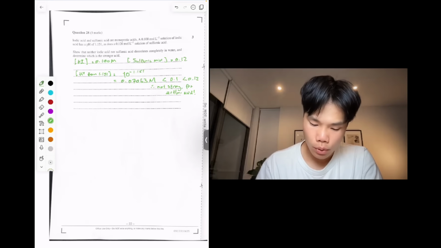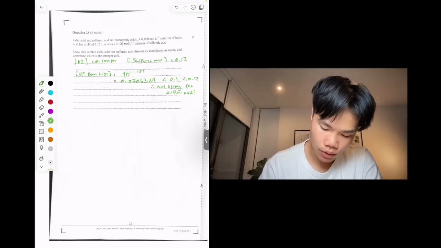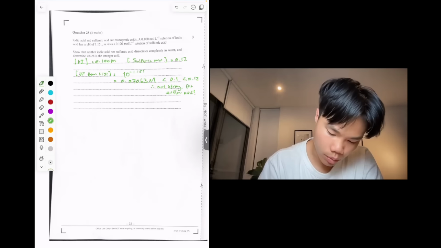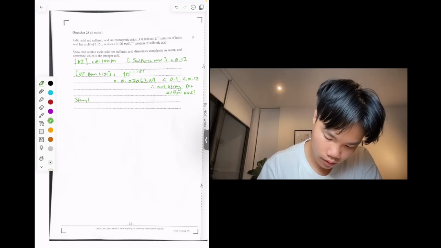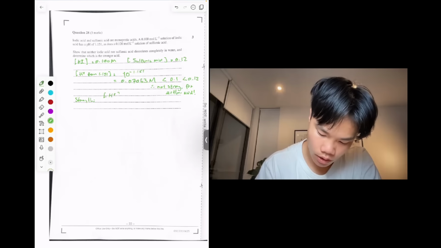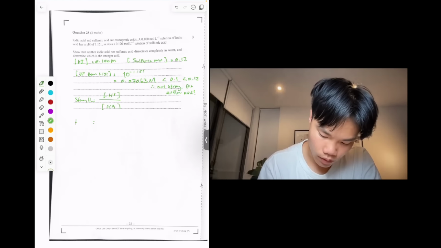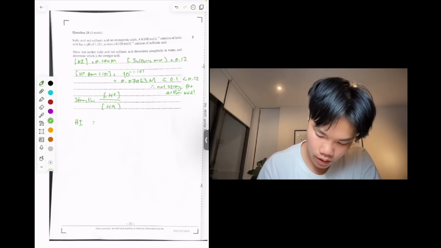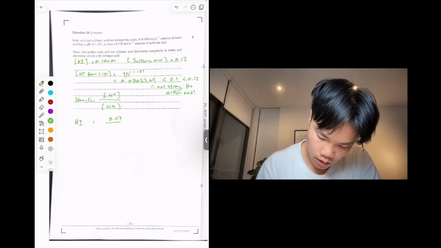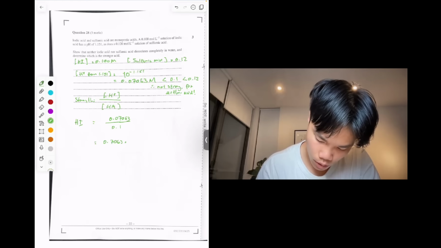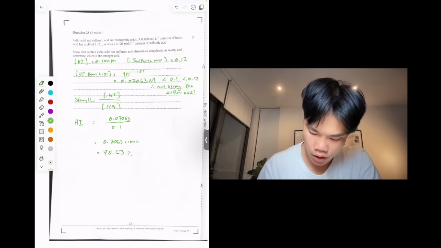Okay, and then you want to show which is the stronger acid, and you would go to find the strength. You take the concentration of H plus, so strength is equal to concentration of H plus divided by the concentration of that acid. So for HI, this would be equal to 0.07063 divided by 0.1, which is 0.7063. If you multiply by 100%, then you now have 70.63 as your dissociation percentage.